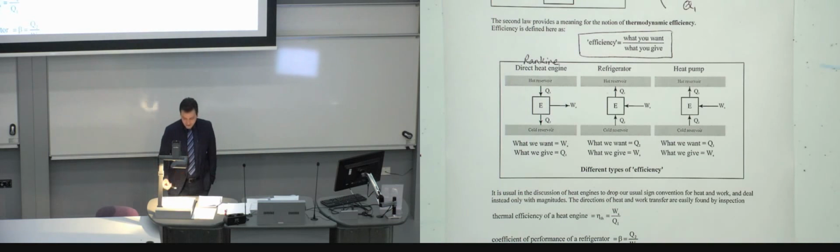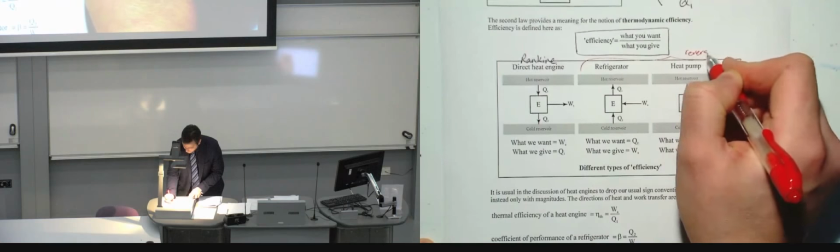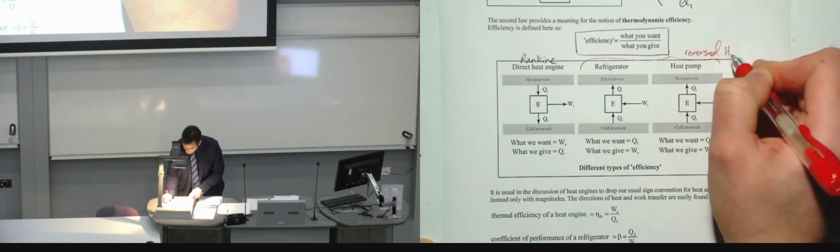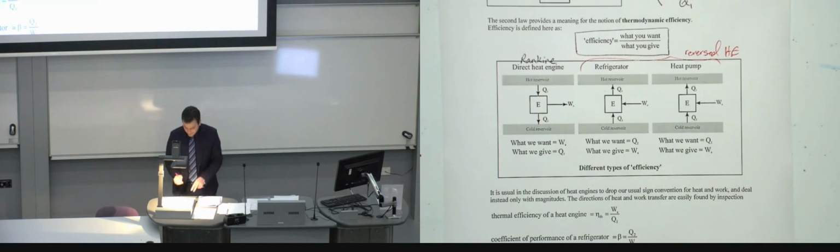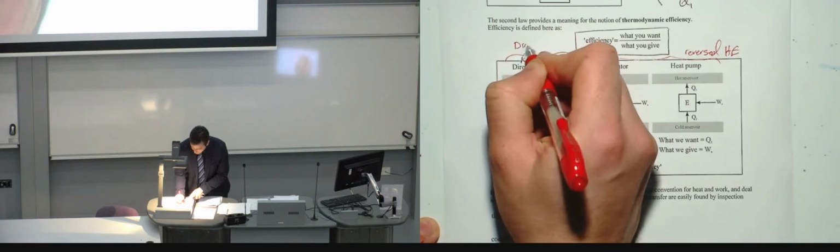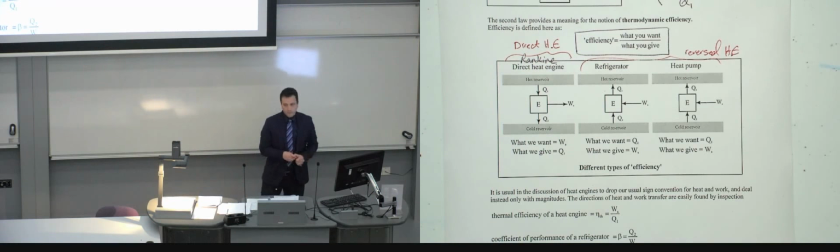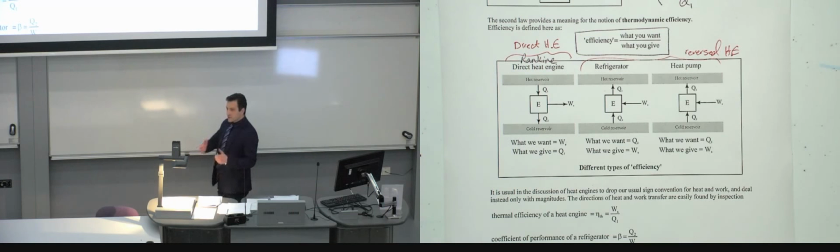Refrigeration is, so these two are the reversed heat engines, and this is essentially our direct heat engine. You must be able to reproduce these figures at any time. So make sure you understand all the arrows and all the conventions, and you know the W and the Q1, Q2, etc.